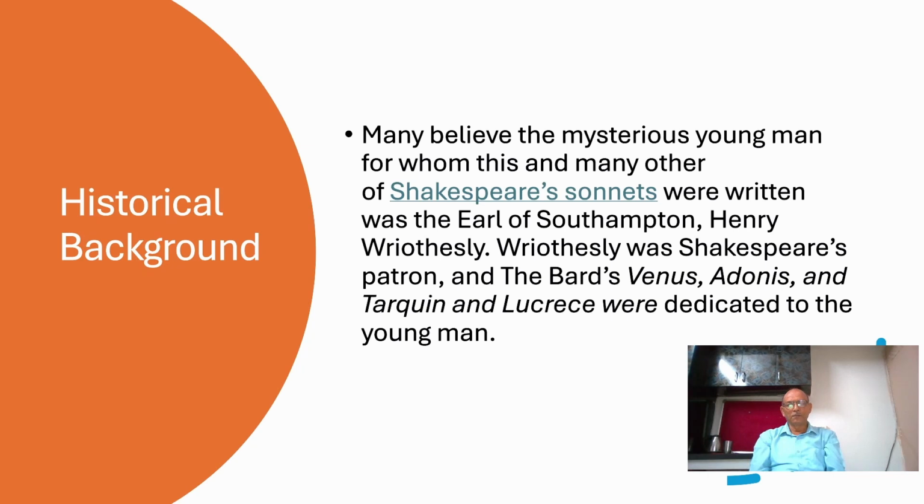Historical background. Many believe the mysterious young man for whom these and many other of Shakespeare's sonnets were written was the Earl of Southampton, Henry Wriothesley. Wriothesley was Shakespeare's patron, and the bard's Venus and Adonis and The Rape of Lucrece were dedicated to the young man.